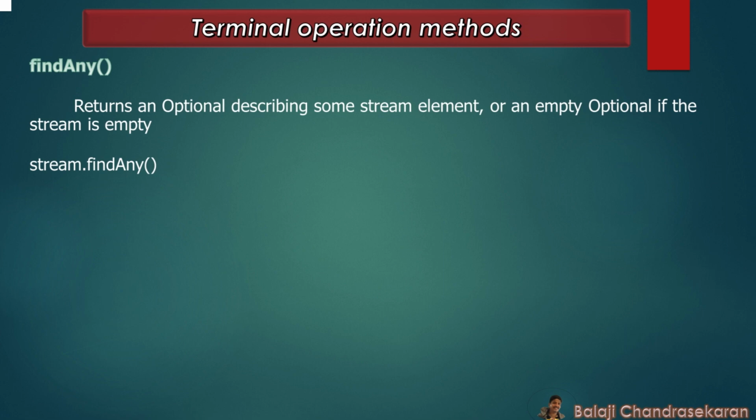We can use methods like orElse to return a default value if no element is found in the stream. These terminal operations on the streams trigger the processing of the stream elements. Each terminal operation consumes the stream, so once a terminal operation is performed, the stream cannot be reused.